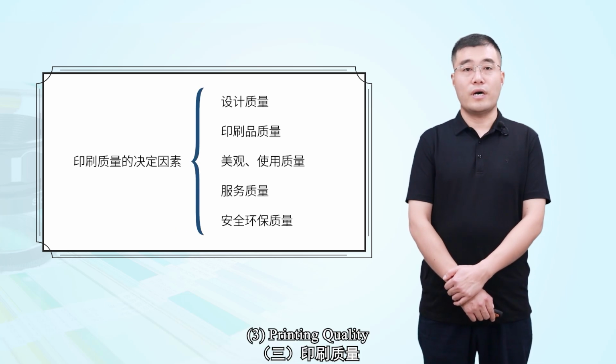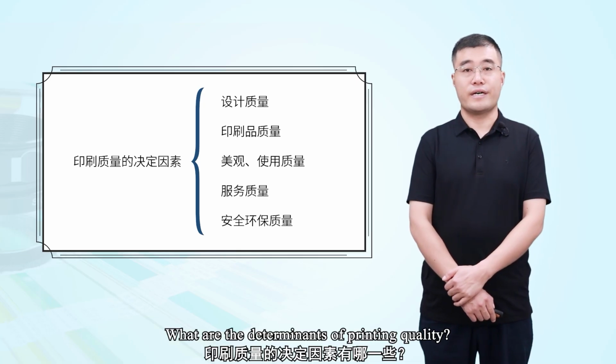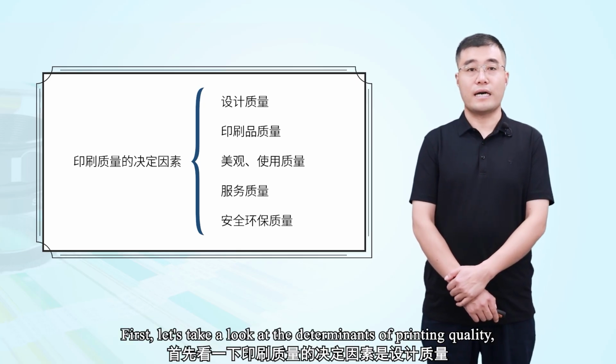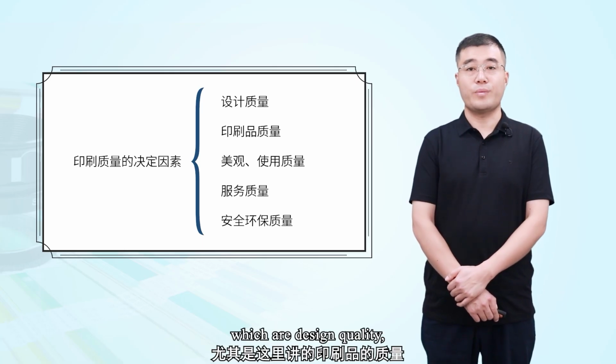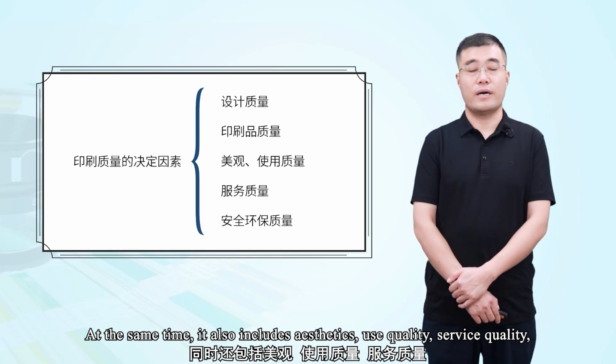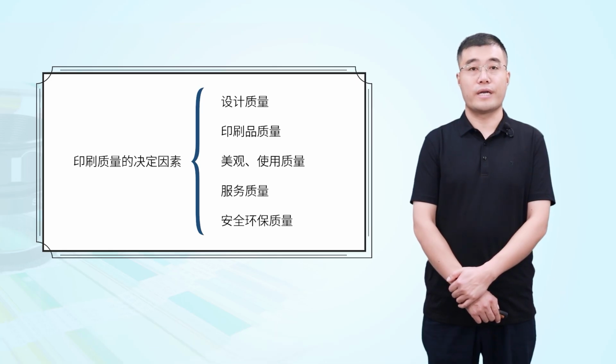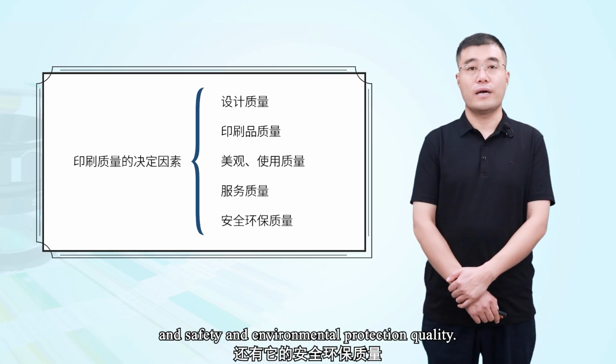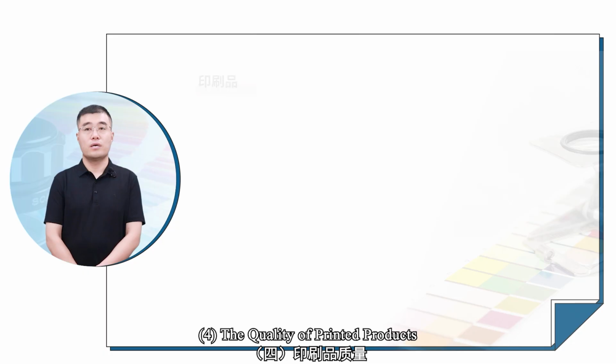3. Printing quality. What are the determinants of printing quality? First, let's take a look at the determinants of printing quality, which are design quality, especially the quality of printed products mentioned here. At the same time, it also includes aesthetics, use quality, service quality, and safety and environmental protection quality. 4. The quality of printed products.